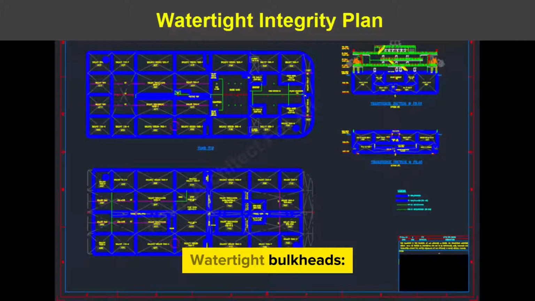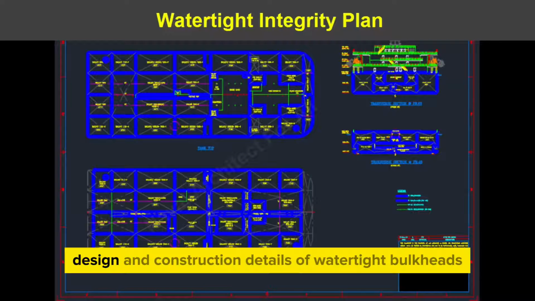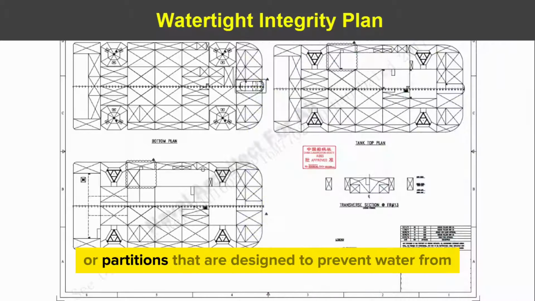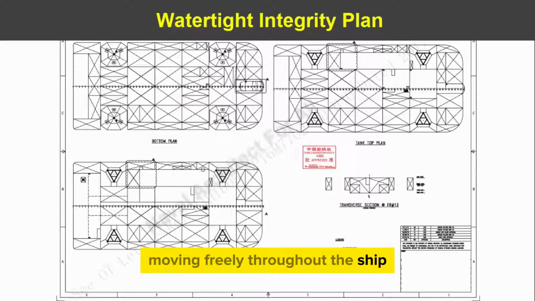Watertight bulkheads. The location, design, and construction details of watertight bulkheads are highlighted. Watertight bulkheads are walls or partitions that are designed to prevent water from moving freely throughout the ship.